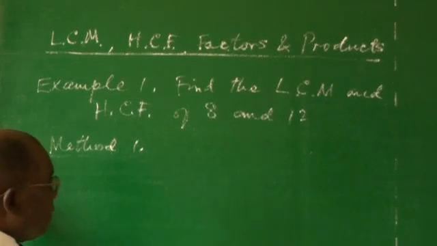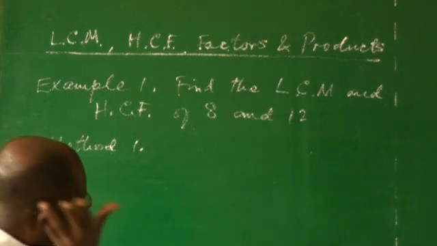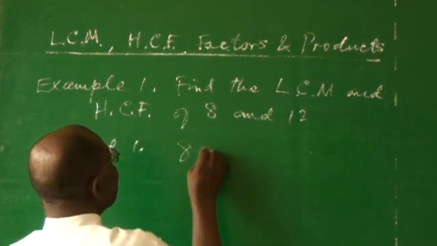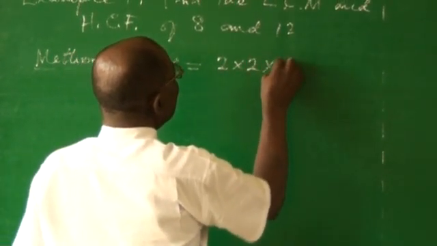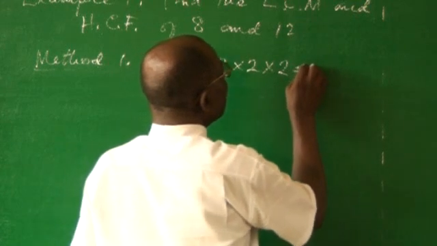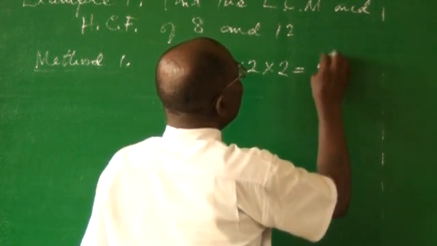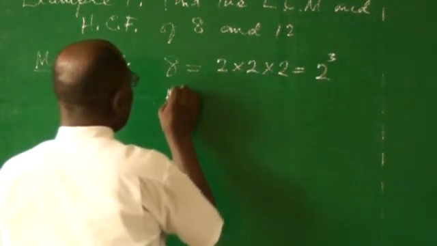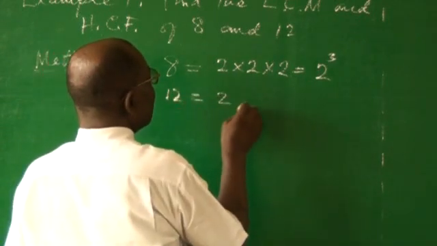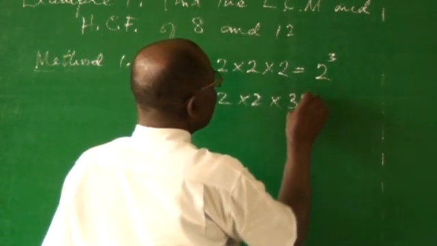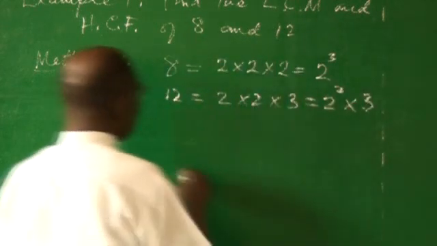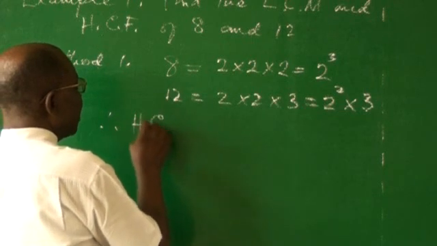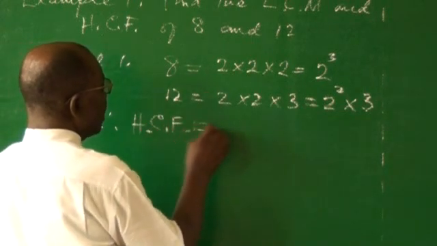Example 1. Find the LCM and HCF of 8 and 12. Method 1. 8 can be written in prime factors as 2 times 2 times 2, which is equal to 2 to the power of 3. 12 can be written as 2 times 2 times 3, which we can write as 2 to the power 2 times 3. Therefore, we can find the HCF of these numbers.